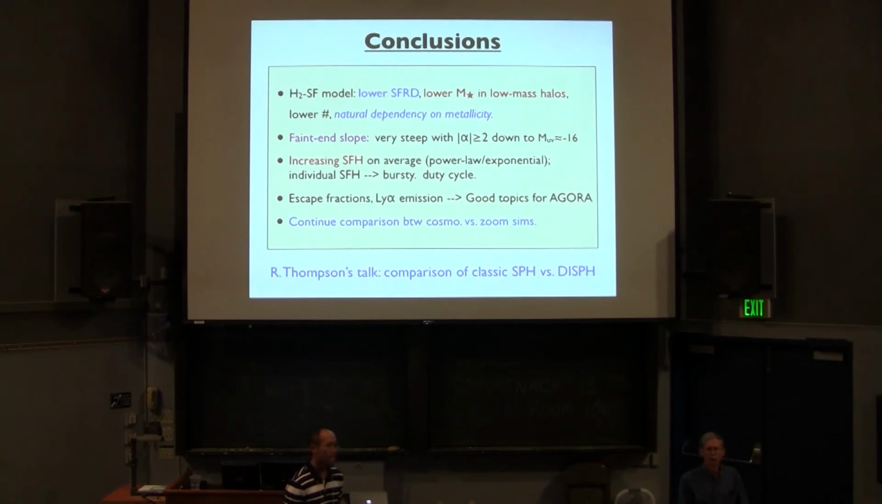Yes. Pointed out that in their new data, which now goes out to redshifts 9 and 10, they're seeing a further steepening of the faint end luminosity function, now to minus 2. So even better agreement with your simulation.